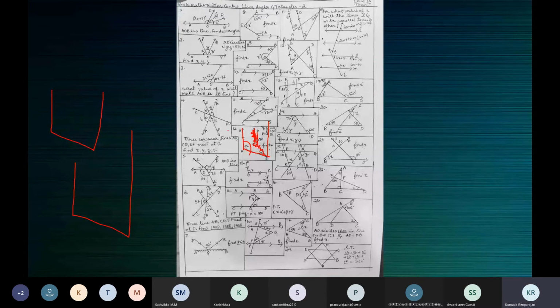See here, these are the parallel lines, and this is the transversal. You can see X here, and you can see 20 and 50. This is 20, and this one we found 50. So 20 plus 50 is 70. 70 plus X is equal to 180. X is equal to 180 minus 70, which is 110.